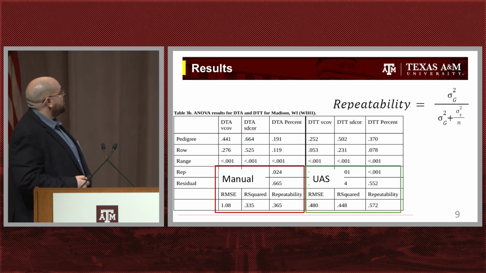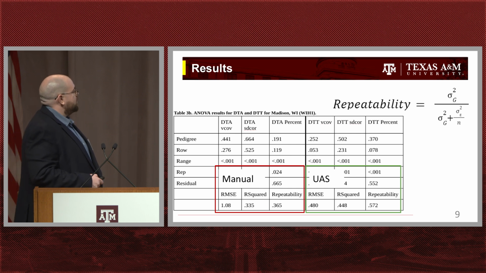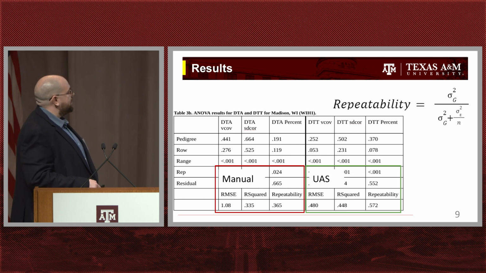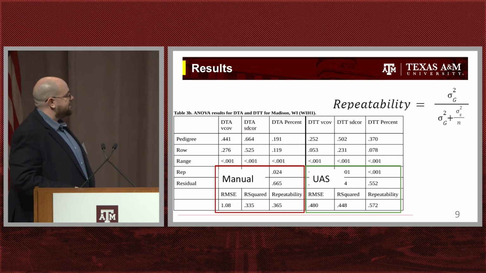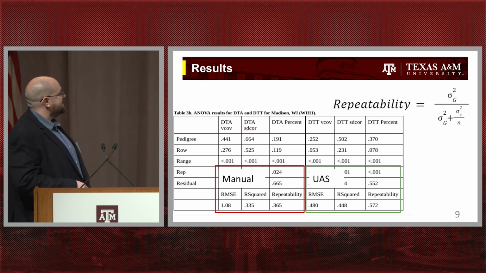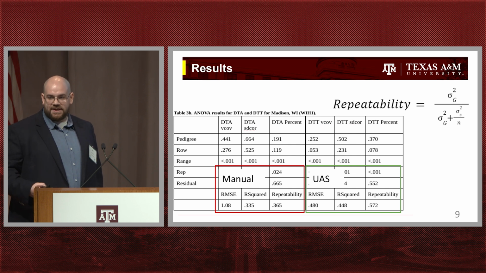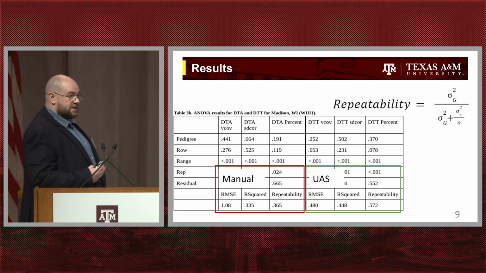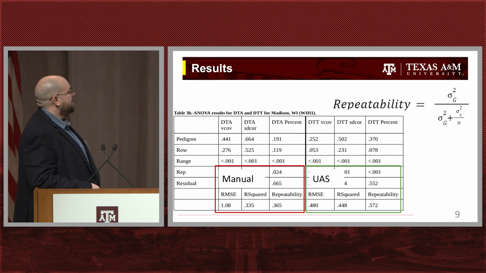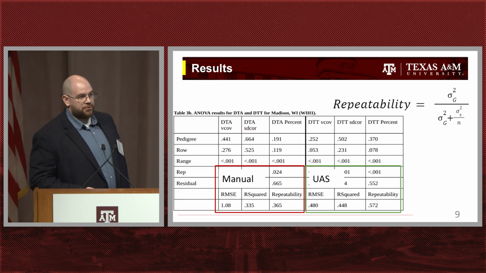If we look at just Madison, Wisconsin, we see a different trend where the repeatability, the amount of genetic variance potentially captured in this approach, there is more of that in the DTT approach than in the DTA approach. So not only is the manual method going to be more labor intensive, it's going to cost you more, it is potentially less informative than a deep learning based approach.